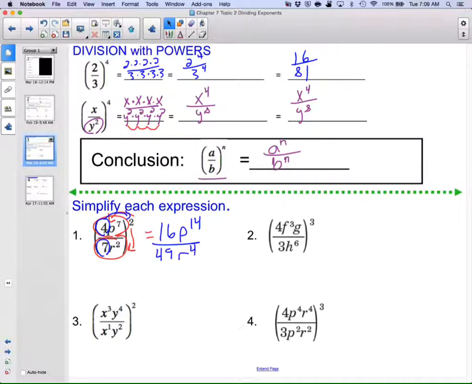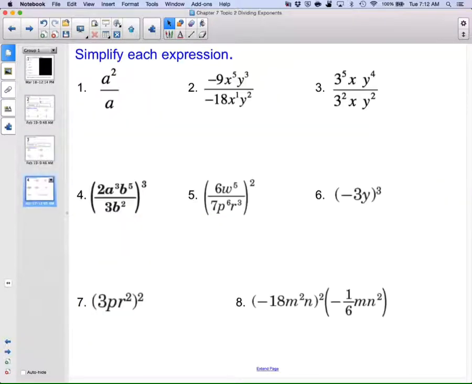There are some on the next page. Show you that real quick. Some of these are much trickier than others, but what you want to keep in mind is that you're using all your properties, and that if things can continue to cancel, you want to do so. Okay, that's it.